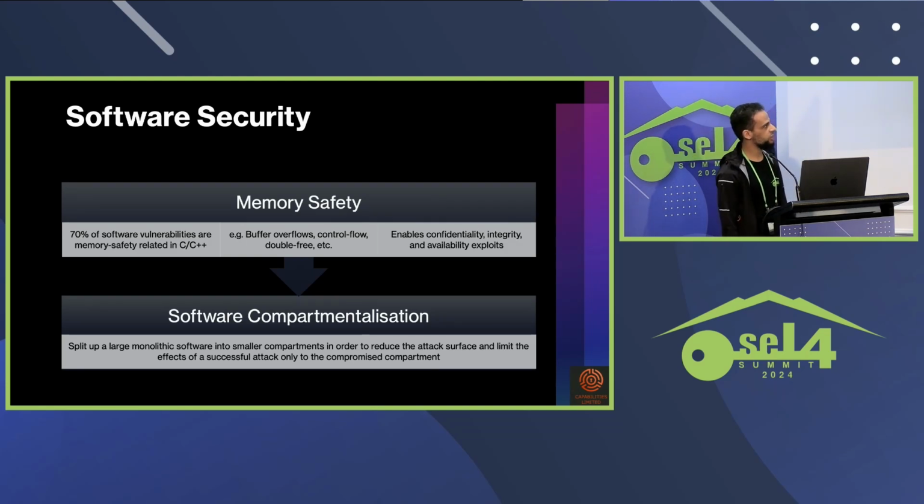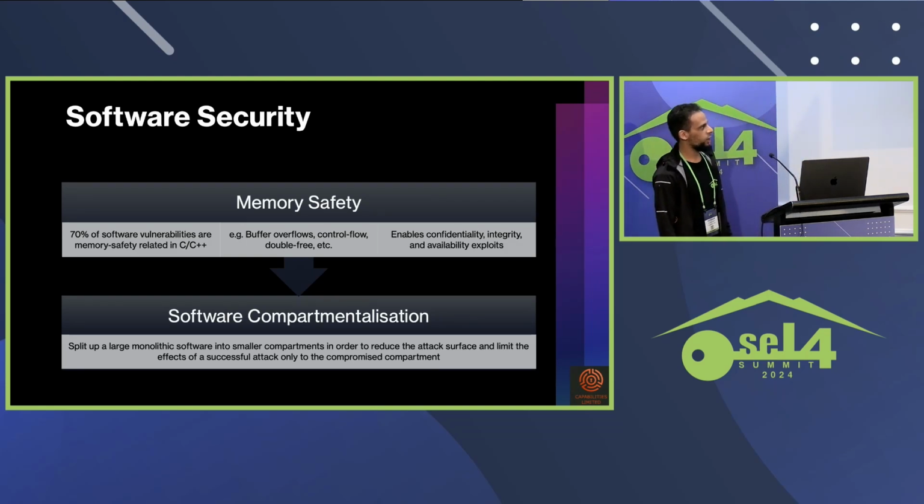So software security is important. We are narrowing down software security to 2 main subcategories, memory safety and software compartmentalization. Memory safety here is quite important. According to a recent Microsoft study, 70% of their software vulnerabilities in Windows systems were memory safety related. Memory safety is split into 2 subcategories even, spatial memory safety and temporal memory safety.